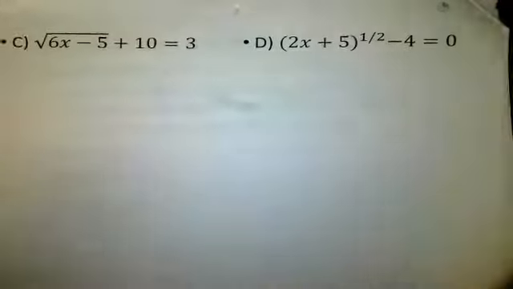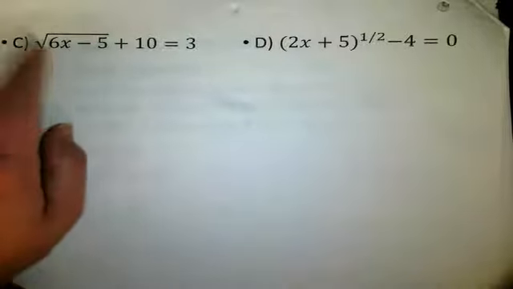All right, last two here. We have the square root of 6x minus 5, and then adding 10 equals 3. Again, radicals are clumsy. What number is in the index here? 2, little 2. So I want to be clear.